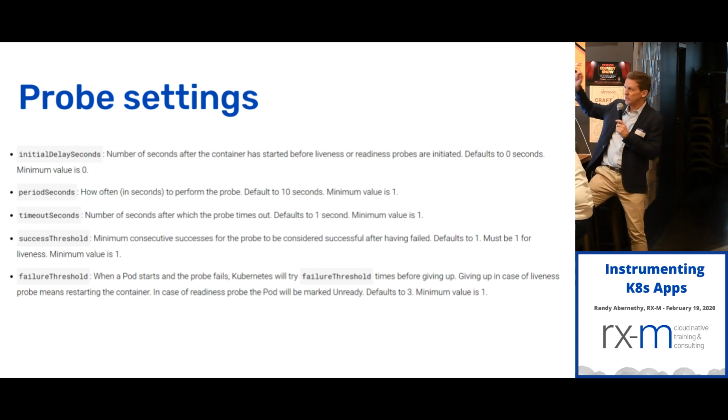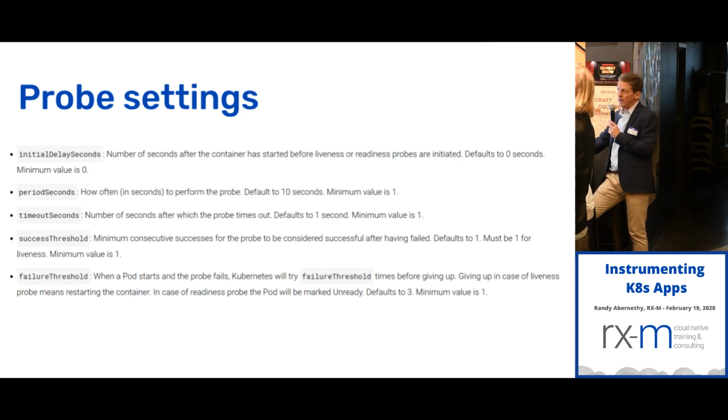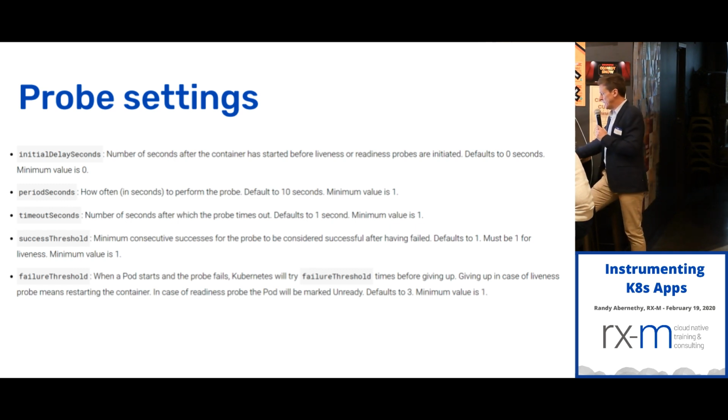So there's a timeout, and you can set the timeout so that you can say, hey, look, if the service doesn't respond in a second, then there's problems. You've got a success threshold, so this is the minimum consecutive successes for the probe to be considered successful after it failed. So if it says, hey, I'm not ready, how many times does it have to say it's ready before you add it back into the load balancer or the service mesh or what have you? And then failure threshold: when a pod starts and the probe fails, Kubernetes will try failure threshold many times before giving up.